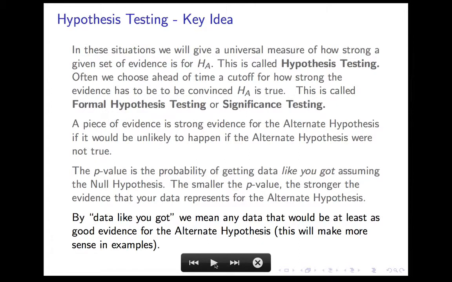What data like you got means depends on the alternate hypothesis, and it means you include any data that would be at least as good evidence for the alternate hypothesis as what you've seen. This is a difficult thing to process until we get to examples.